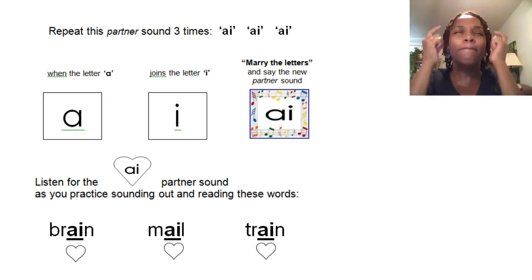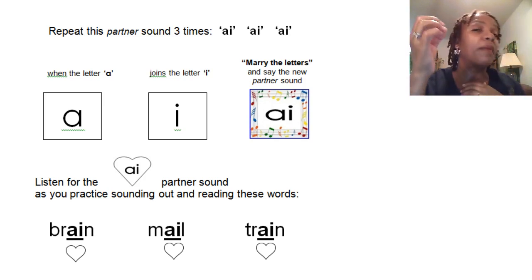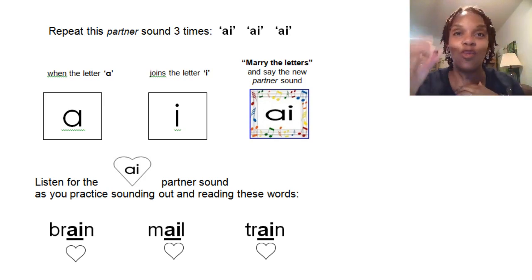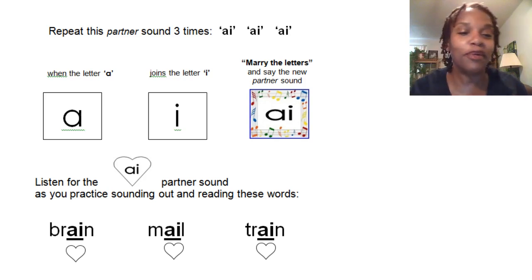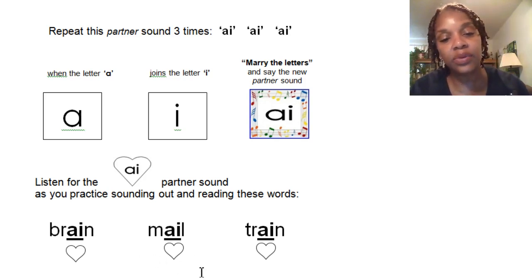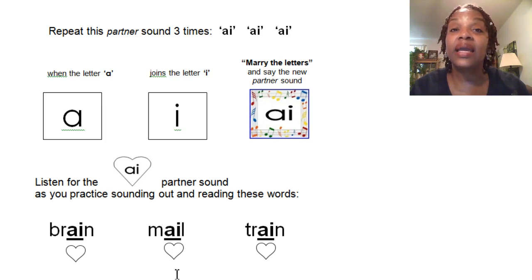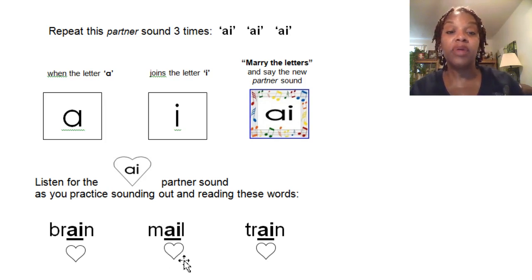I will use my brain to help me remember the 2 vowels walking rule. Good job, brain. All right, so let's look at this next word. M-A-I-L. The A-I is the partner. And what's that partner sound say? A. The word is mail.